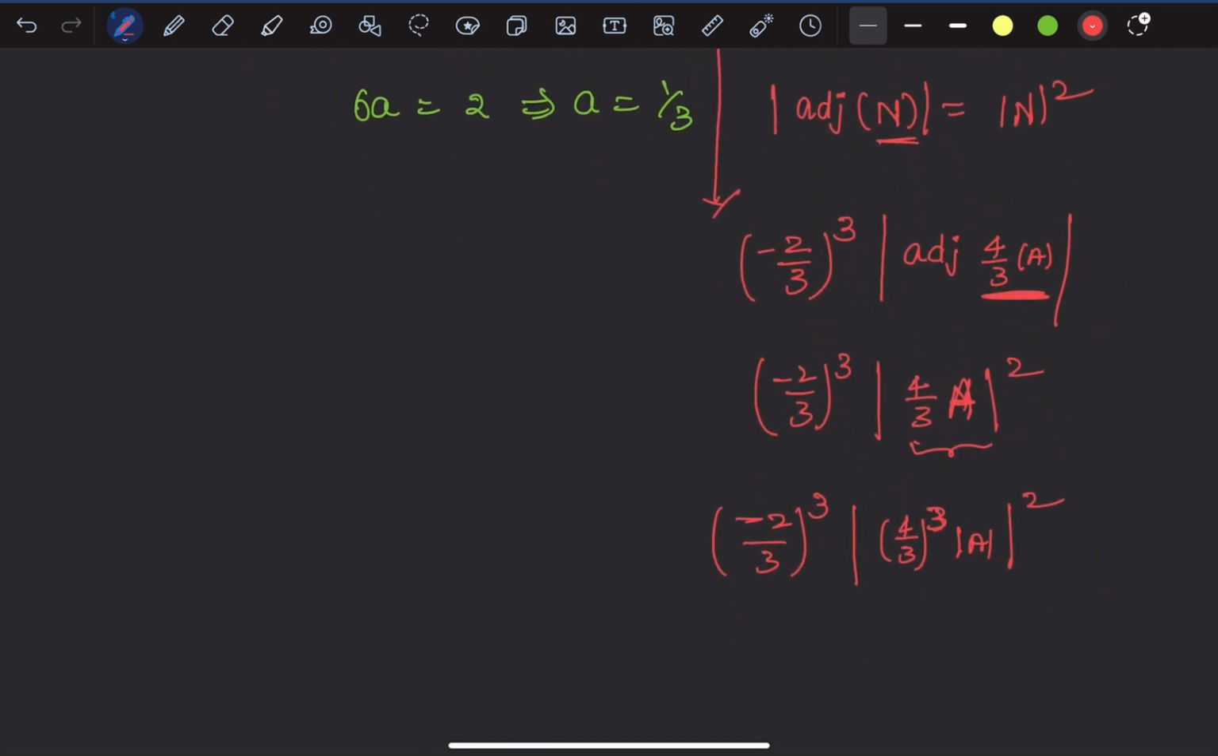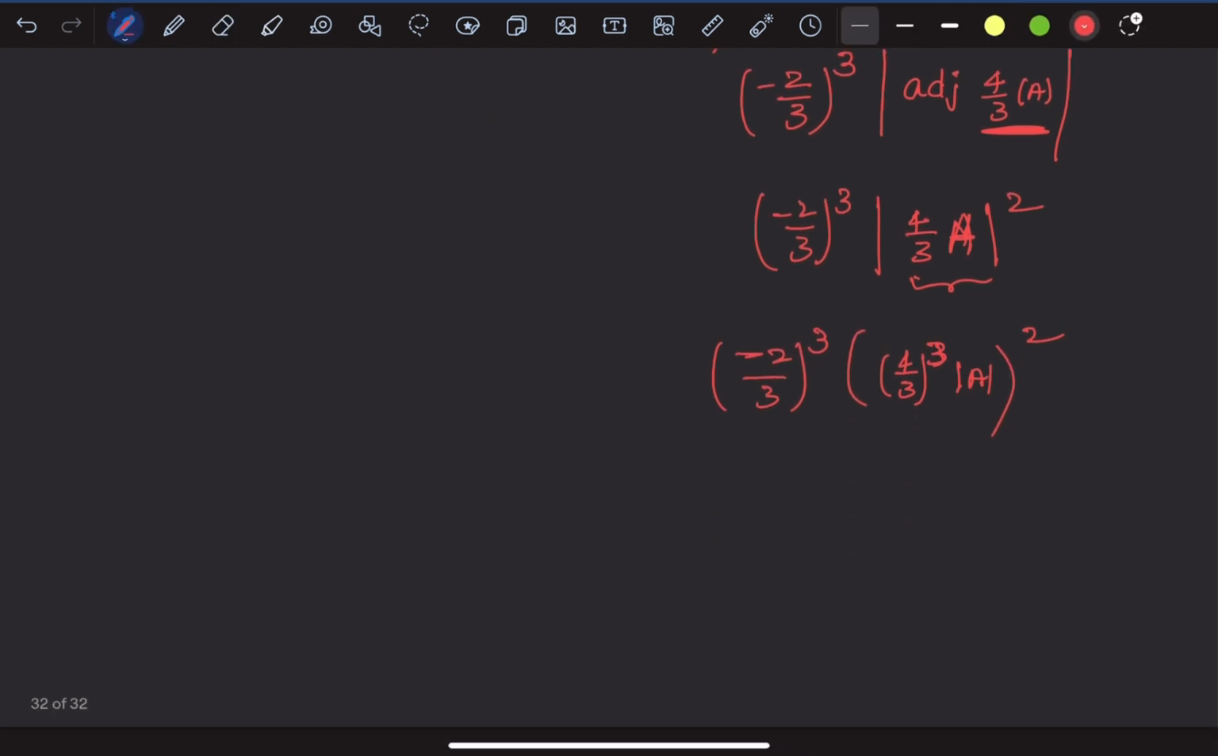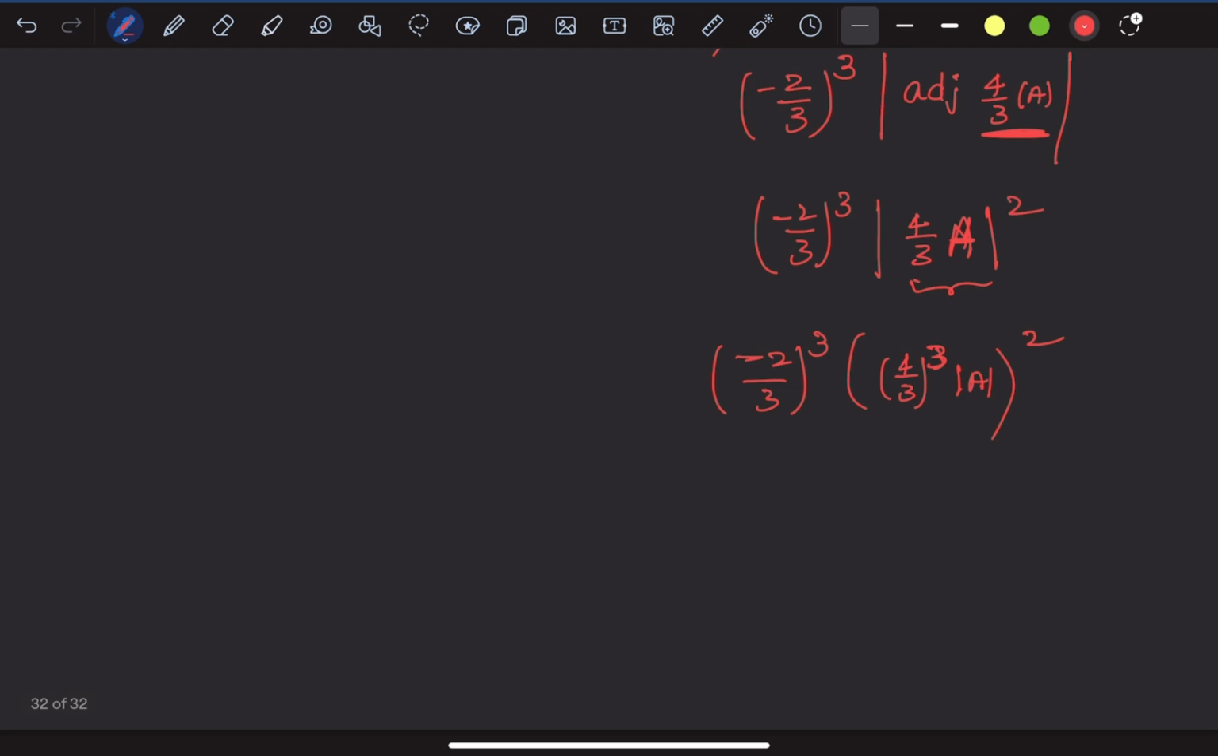Alright. 4 by 3 times det A whole square. So now this will be minus 2 cube by 3 cube, so 4 cube whole square. So that is 4 power 6. 4 power 6 is actually 2 power 12 by 3 cube whole square, that is 3 power 6 upon det A square. Det A is 4.